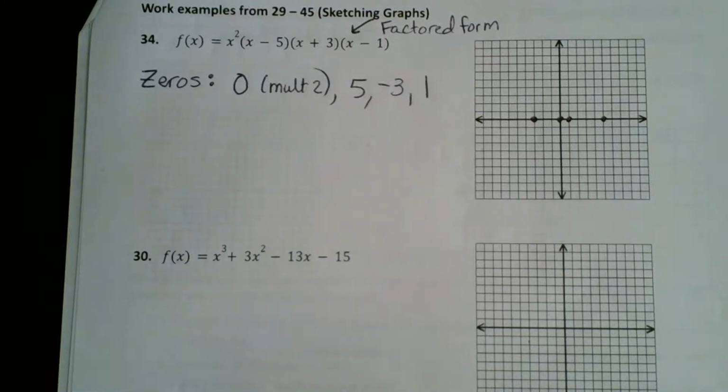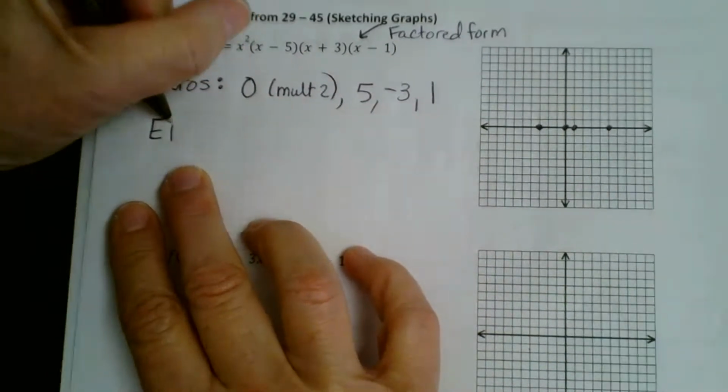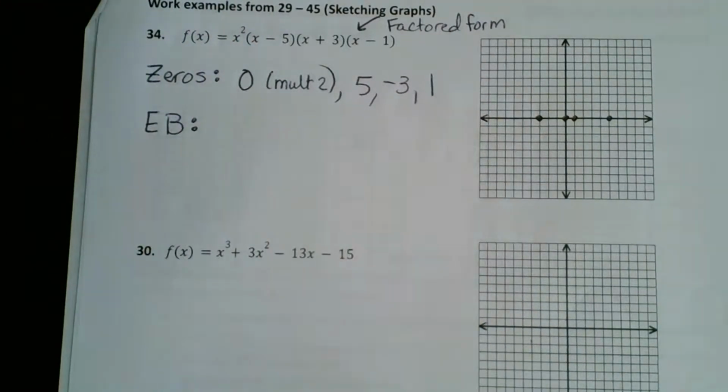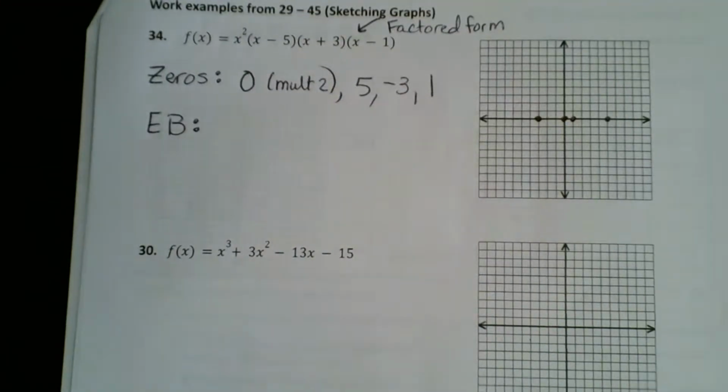The next thing I need is my end behavior. I always write EB for the end behavior.